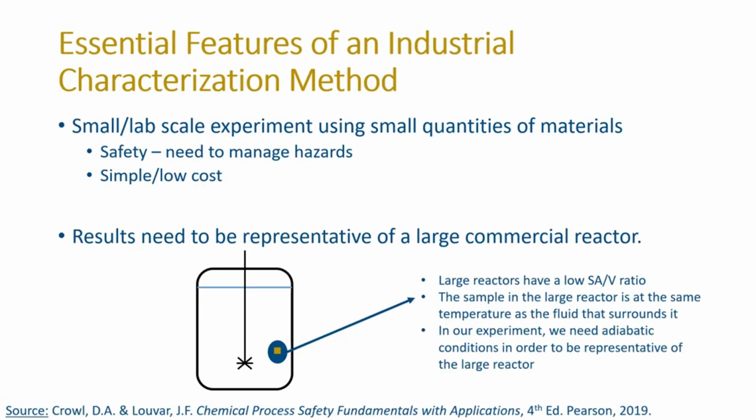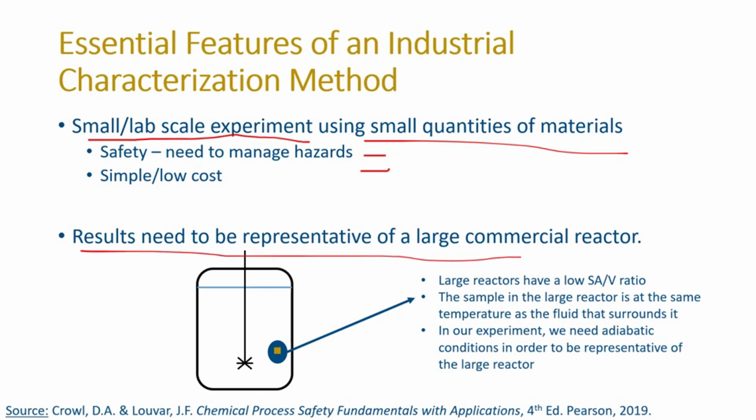In the last lesson, we talked about some essential features in an industrial characterization method for chemical reactions. We said in part that we're looking for a small lab-scale experiment that uses small quantities of materials. That way we can effectively manage hazards and have a simple, low-cost experiment. We also said that the results needed to be representative of a large commercial reactor. And the particular challenge we said there was that we need to represent adiabatic conditions for our results to be representative of the large-scale reactor.